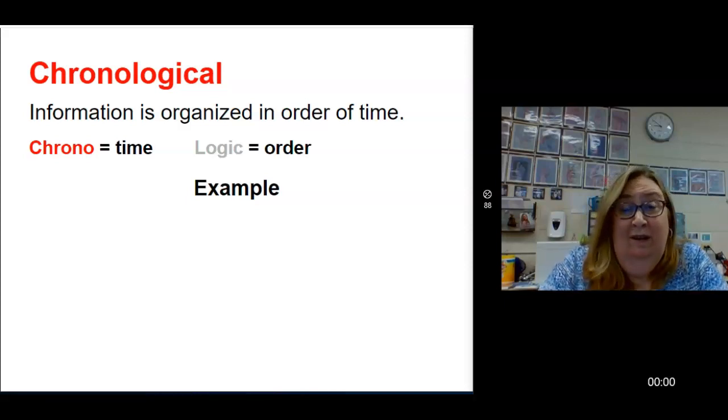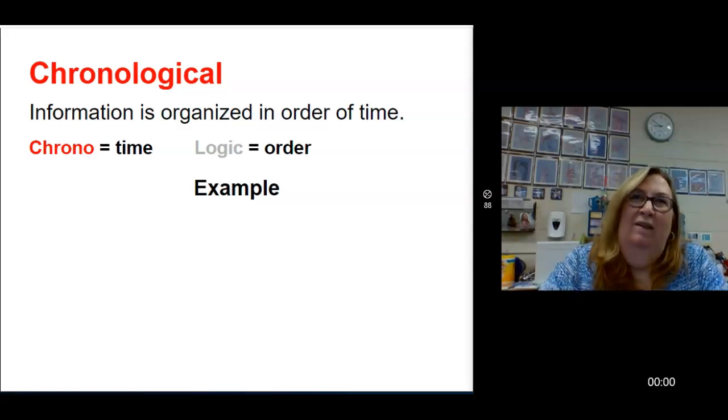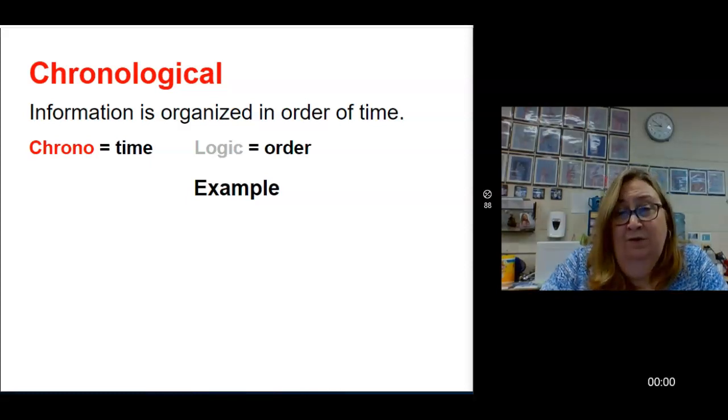Today we're going to be talking about the text structure of chronological order. Most of the stories you read, most of the literature, most of the fiction books that you read are told in chronological order. It's the way that makes sense to tell a story. With the exception of Holes, all the read aloud books that we have done this year have been told in chronological order. In chronological order, the information that you are given is organized in order of time.